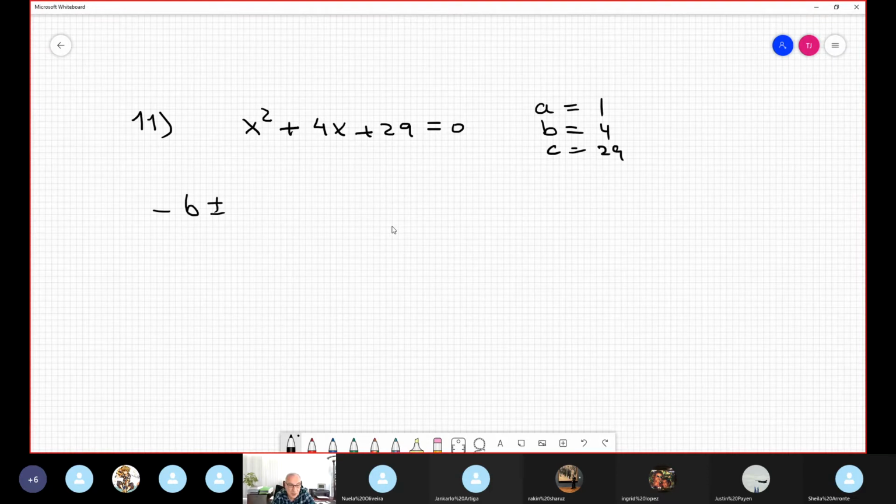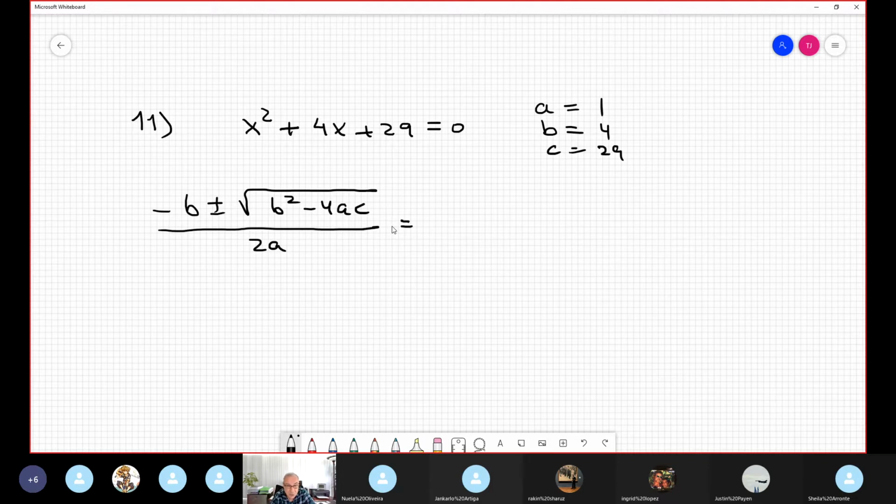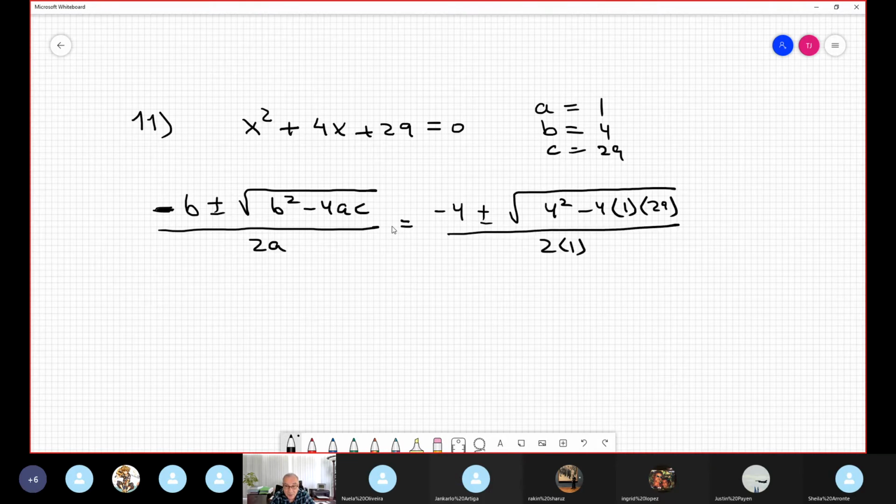I'm using my formula again. I copy the formula because I pretend you memorize that formula. Not today, throughout the chapter, no? So, substitution: B is 4, so minus 4, remember the formula contains minus, but B is positive, so negative, plus or minus the square root of 4 squared, because B is 4, minus 4 multiplied by 1, multiplied by 29, divided by 2 times 1.